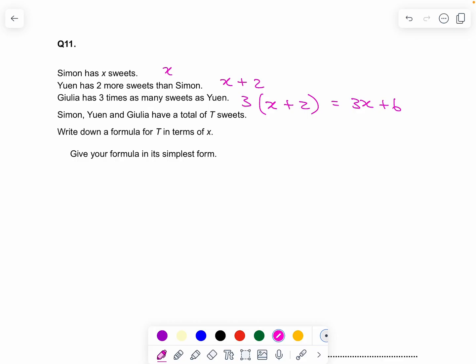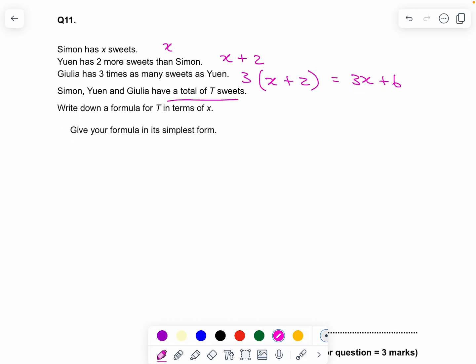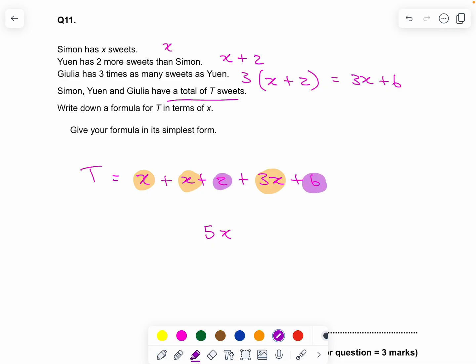Now it says the total number of sweets. So I've got Simon with x, Ewan with x plus 2, and Julia with 3x plus 6. So T is the total. Now I need to simplify. So I've got x plus 3x, so in total I've got 5x. And then I've got 2 plus 6, which is 8. So T equals 5x plus 8.